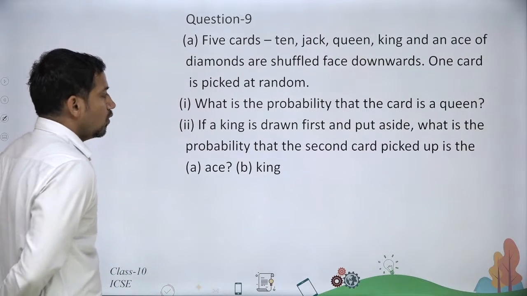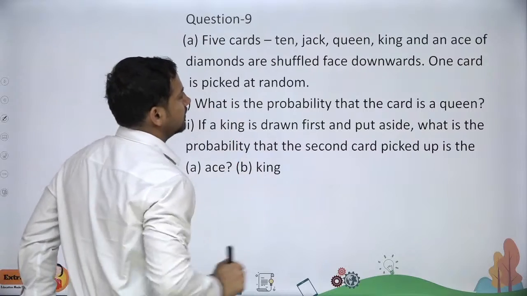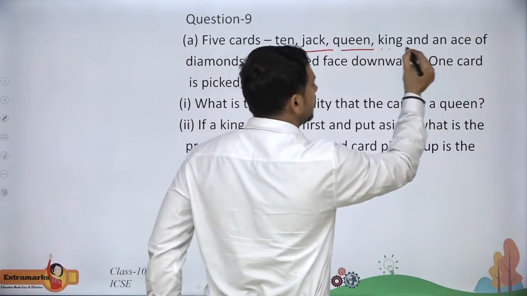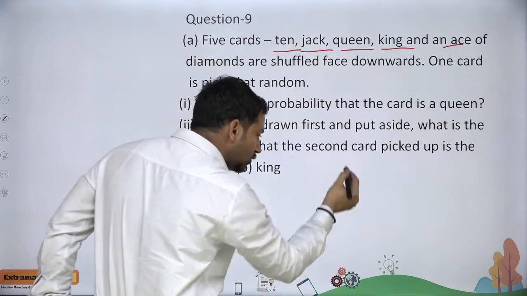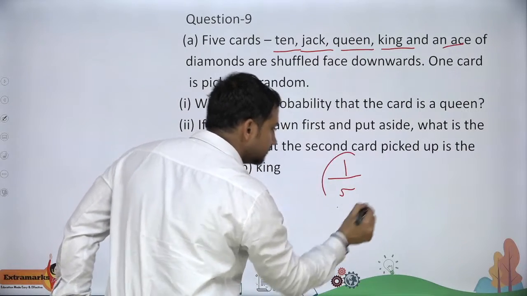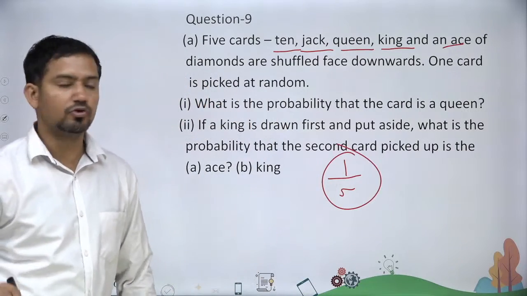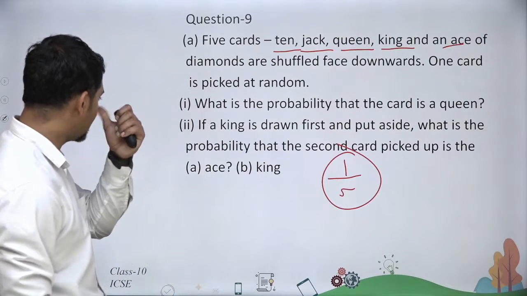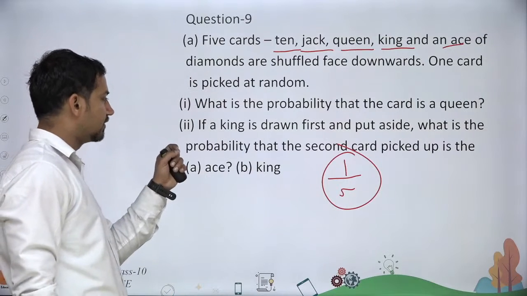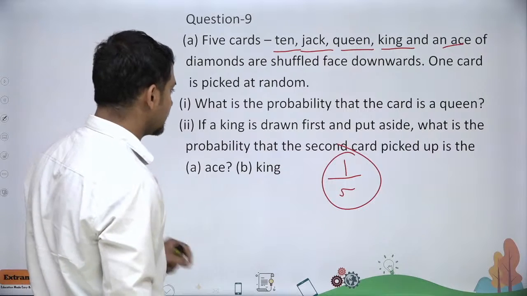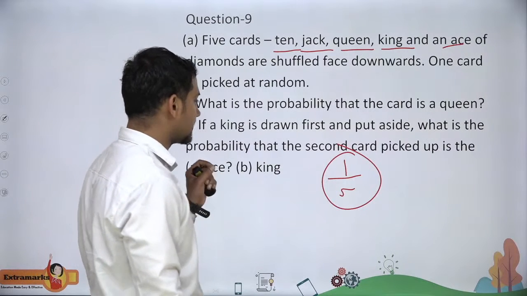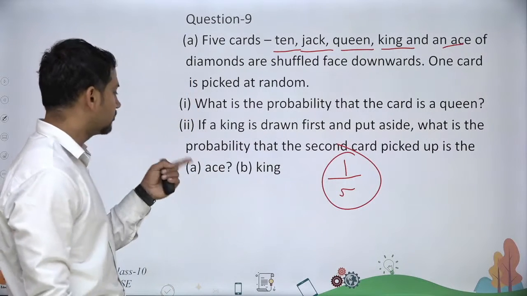See, there are 5 cards: 1, 2, 3, 4, 5. So the probability of queen is 1 by 5, because the total number of cards is 5. Now, in the next part, if a king is drawn first and put aside, what is the probability that the second card picked is an ace or a king?